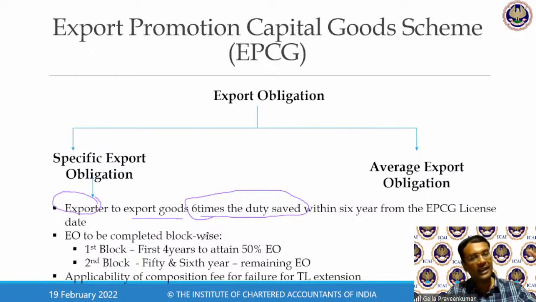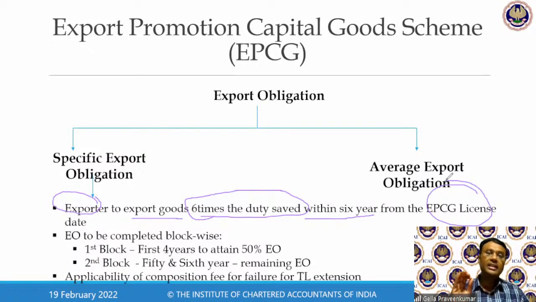If Nisha says, sir, I've saved 1 lakh, then 6 times 1 lakh is 6 lakhs. So you export goods 6 times the amount of duty you have saved. What is the time limit? Within 6 years from the date of getting the license. I repeat, the government says that you quantify the amount of duty saved. This duty you have saved, 6 times of that, export within a span of 6 years. 6 times, 6 years. You can easily remember it in your examination. This is called specific obligation.